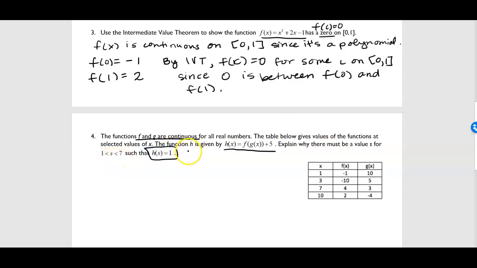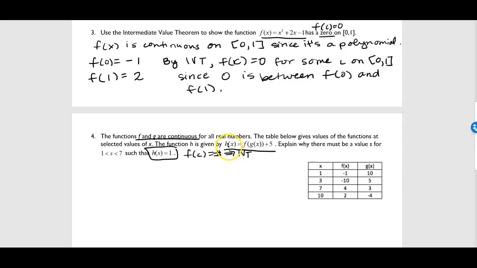When I see a function of a variable equals a number, I know it's not f in this case, but that general format, I automatically think IVT. Okay? And so to start out with IVT, I have to make sure my function is continuous. The function I'm talking about in this case, though, is h. And so I know that f and g are continuous.